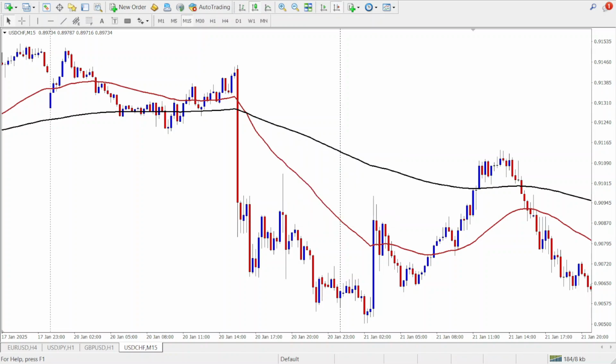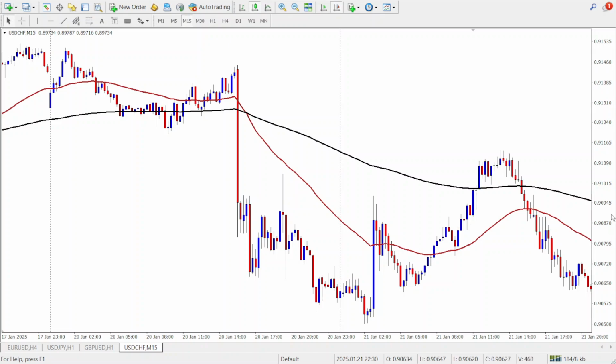Most charting platforms like TradingView, MetaTrader 4 or 5, or any other platform you are using should have these indicators built in. Simply search for the moving average and just adjust the period to the ones that we discussed. Now you should have a chart with two lines, one representing the short-term moving average and the other for the long-term moving average. Now let's move on to understanding what these crossovers mean.